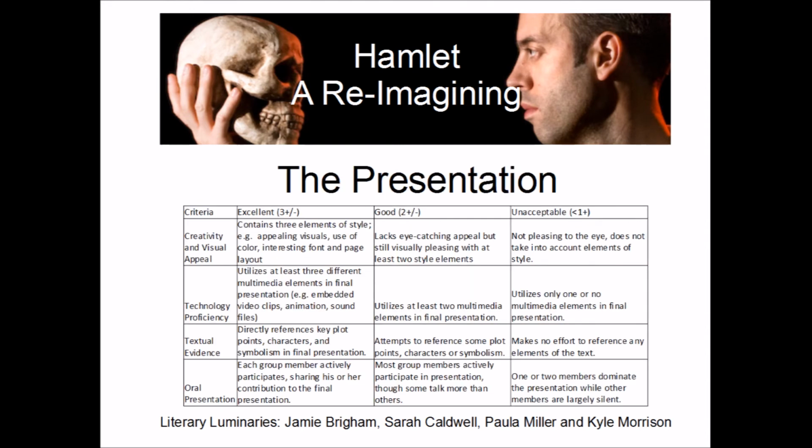So the rubric for the final presentation is fairly straightforward. We are looking for 4 main things. Creativity and visual appeal. Very important that they follow the guidelines of style and include all the technology standards that we have discussed throughout the study of Hamlet. You have a range of 1, an unacceptable grade, to 3, excellent. And within that 3-point range, there's a variation of a plus and a minus. So that would be the equivalent of an A, an A minus, a B plus kind of a thing.